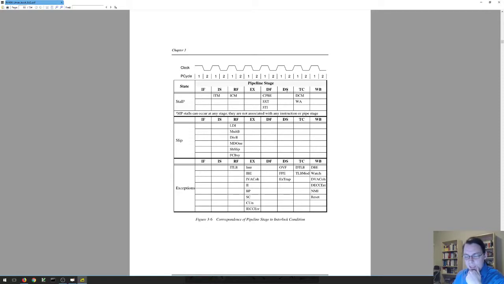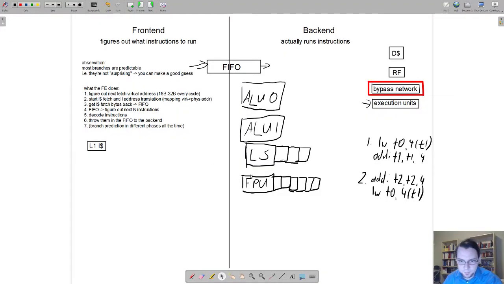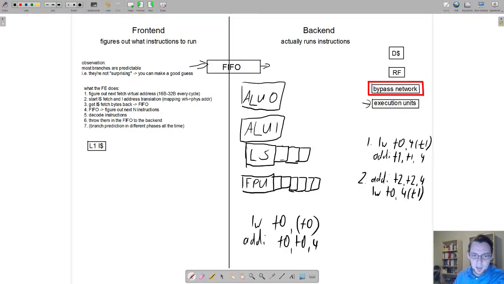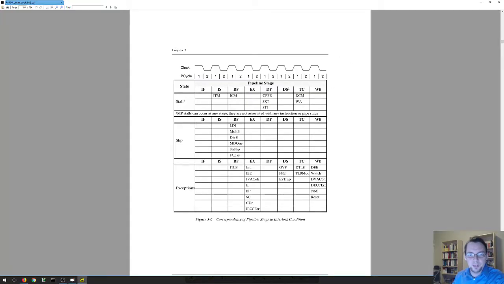But say you have a sequence where you load T0 straight from memory, like fetching a pointer and adding something. It doesn't matter. The very next instruction after this load word is an add. The load word finishes in this cycle, but the add needs the data in this cycle. So there's an extra 2 cycles you need to bridge.